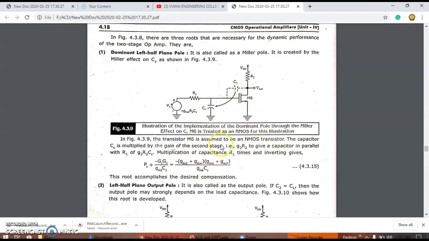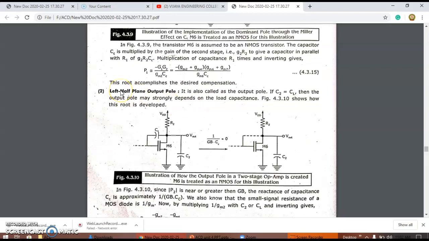This is multiplied by the gain of the second stage. So what is the gain of the second stage? The gain is G2 R2, which gives a capacitor in parallel with R1. So we are giving this capacitor in parallel with R1 of the value G2 R2 C2. So the multiplication of the capacitance with R1 and the inverting gain gives the pole P1, which is at the differential side when we connect this compensation capacitor, and this is called the dominant left half plane pole. And the left half plane output pole is called the output pole.